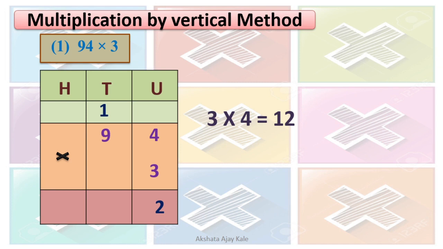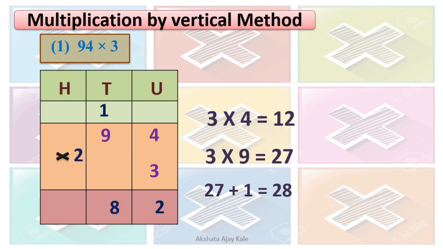Now the next step is 3 nines are 27, isn't it? And 1 is there here in the tens place. So, not to forget that. So, 27 plus 1, that is 28. Now, what we will do? 8 we will write here, and 2 is carried over to the hundreds place, and 2 we will write down here. So, our answer is 282. Correct? So 94 multiplied by 3 is equal to 282. Got this?